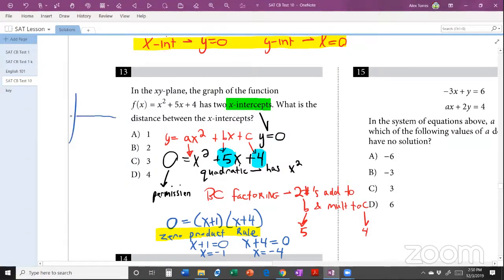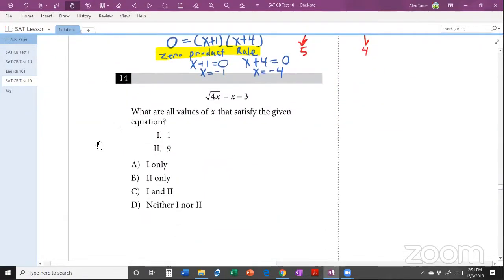So this upward opening parabola is hitting the x-axis at -1 and -4. And what's the difference between them? Well, we could do -1 minus -4. So we're subtracting big minus small, and -1 is bigger than -4 because it's less negative. -1 minus -4 is the same as -1 plus 4, which is 3, and the distance is 3. So number 13 is C, and we're going on to number 14 now.